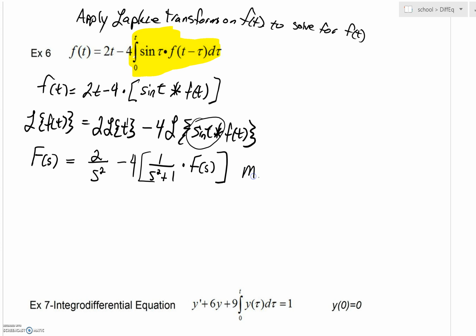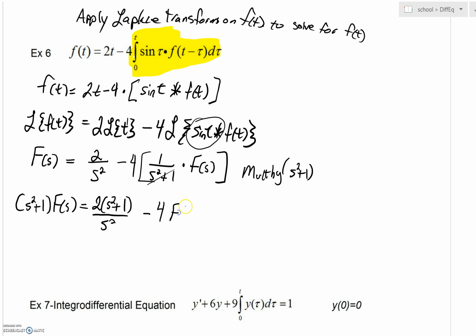I'm going to multiply everything by that denominator of s squared plus 1. And as I do that, the left side will have s squared plus 1 times capital F of s. This fraction will have 2 times s squared plus 1. We'll have an s squared plus 1 up on top. We've got this s squared down below, and the s squared right here is just going to cancel out. You'll have a minus 4 capital F of s.